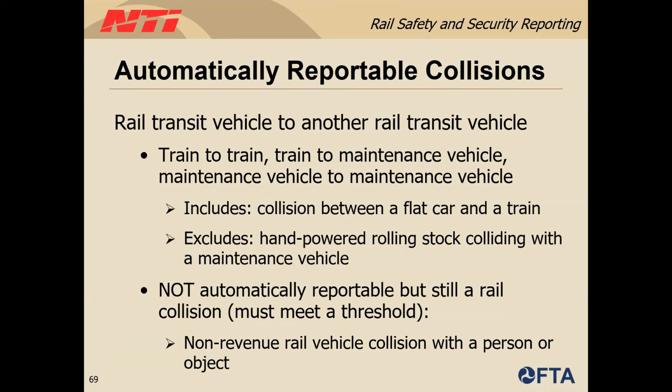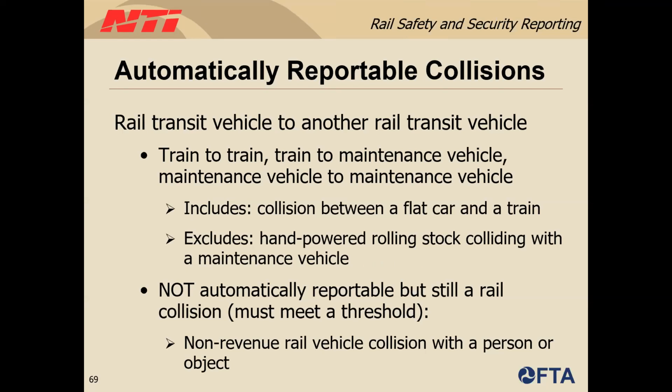Rail-to-rail vehicle collisions are also automatically reportable, including any configuration of 2 or more revenue or non-revenue vehicles. Again, we reiterate that, for example, a collision between a flat car, and this should actually say flat cart, I think I'm on the right screen there, would meet the rail-to-rail, I'm sorry, getting ahead of myself, between a flat car and a train would meet the rail-to-rail collision threshold.